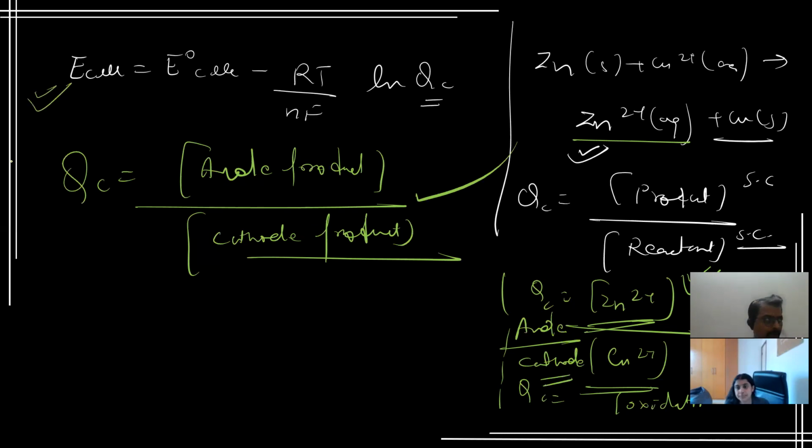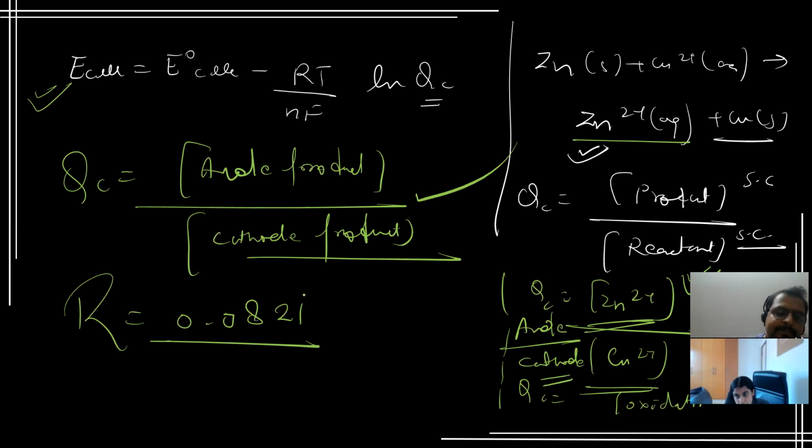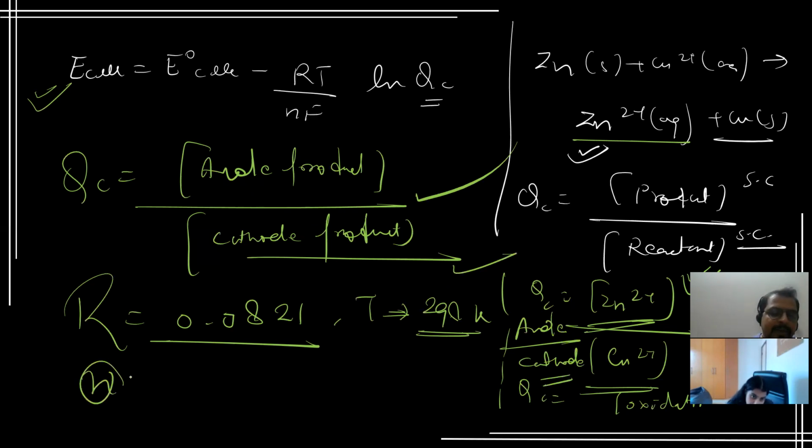Yeah. Cool. So now when we talk about the value of R, you must put the value of R in atm liter. Temperature you have to take as 298 Kelvin because all the cell reactions we are considering at room temperature. The value of N is variable. It will keep on changing. It comes from the number of electrons exchanged in a redox reaction.